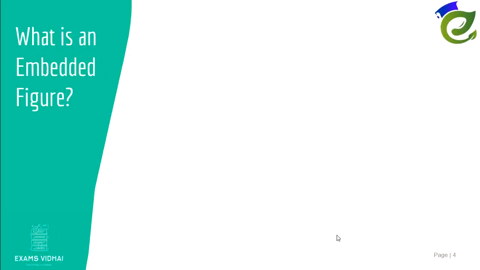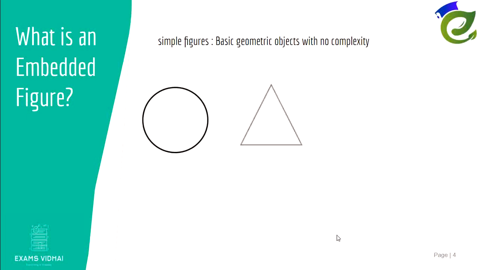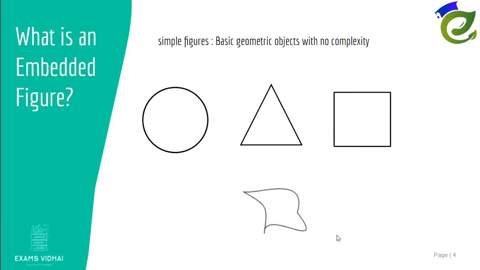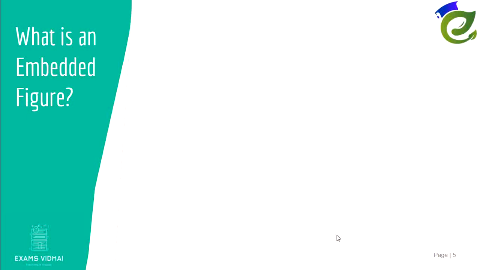Now, what is an embedded figure? Before learning about this, let us know about one more concept, which is simple figures. Simple figures are basic geometric objects with no complexity. They are basically objects which are simple to look at. For example, a circle, a triangle, a square, or any random shape which is very simple to look at and doesn't have much complexity in its diagram.